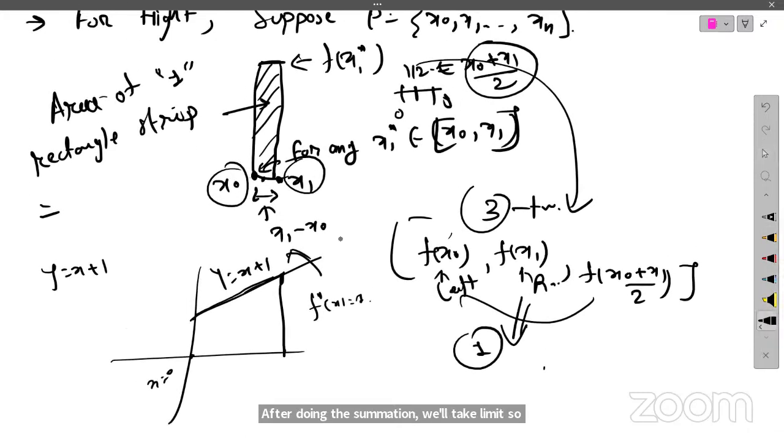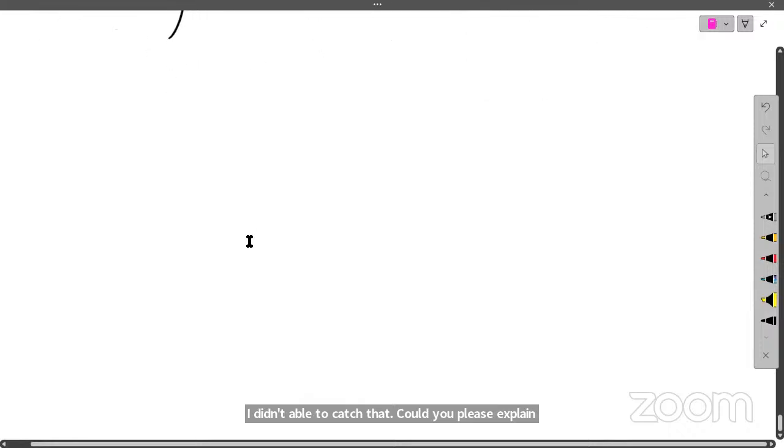Sorry, ma'am, the rectangles are different, but I got a very little idea about the heights. Sorry, I wasn't able to catch that. Could you please explain with a more brief example? Is it about time bound or not?